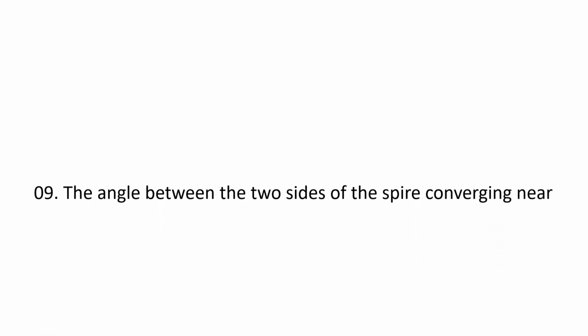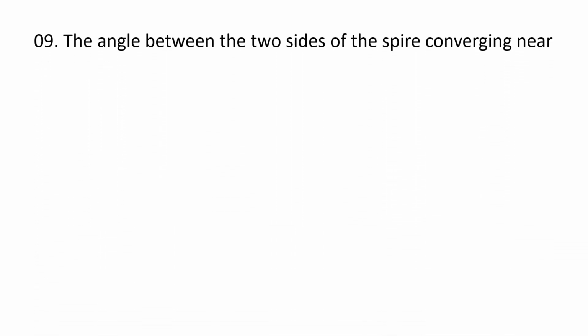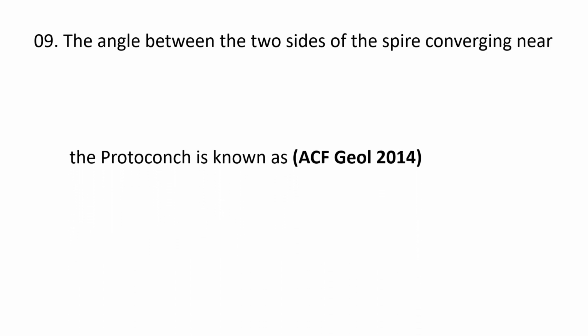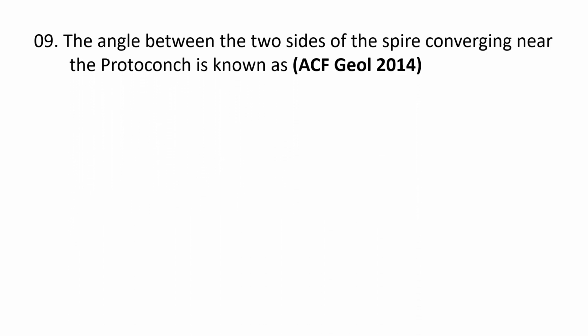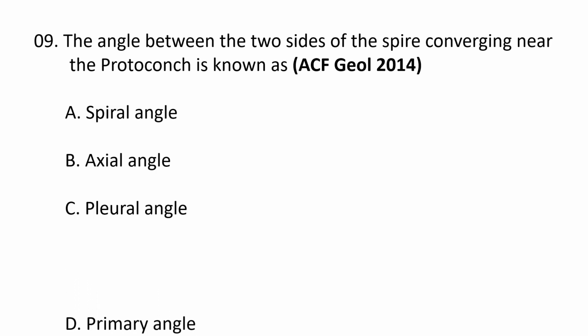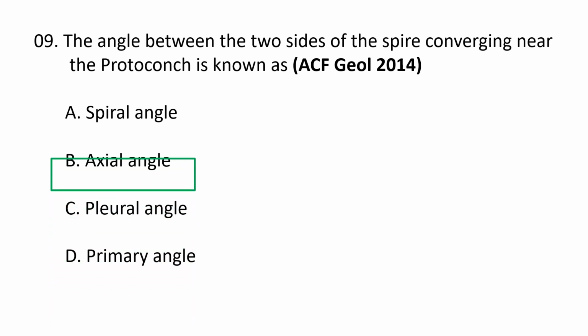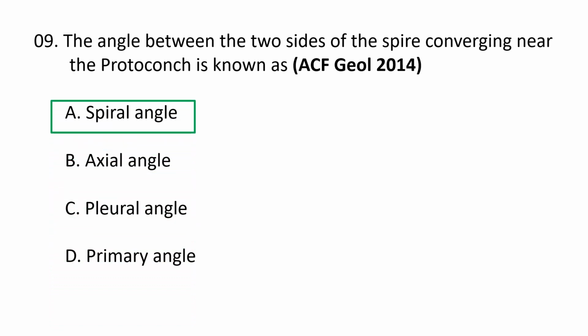Next question. The angle between the two sides of the spire converging near the protoconch is known as A. Spiral angle, B. Axial angle, C. Plural angle, D. Primary angle. So the correct option is A. Spiral angle. Spiral angle is the angle as seen from the apex at which a spire increases in area. So it is an angle formed by imaginary lines tangent to the spire. So the angle between the two sides of the spire converging near the protoconch is known as a spiral angle. A is the correct option.